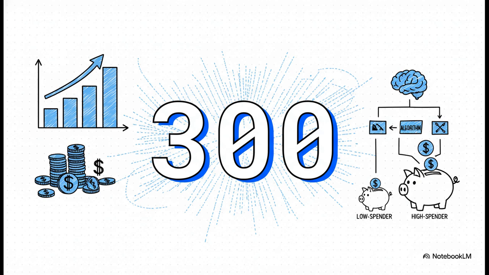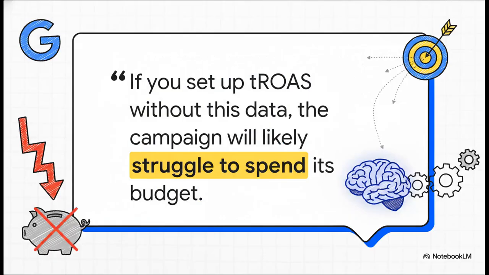The algorithm needs a massive data set to be able to tell the difference between someone who might spend $1 and someone who might spend $1,000. And hey, don't just take my word for it. Google itself is super clear about what happens if you ignore this. And what's really interesting here is that it's not just that your performance will be bad, it's that your campaign might just stop spending money altogether. The AI simply won't risk your budget if it's not confident it can find the right users.